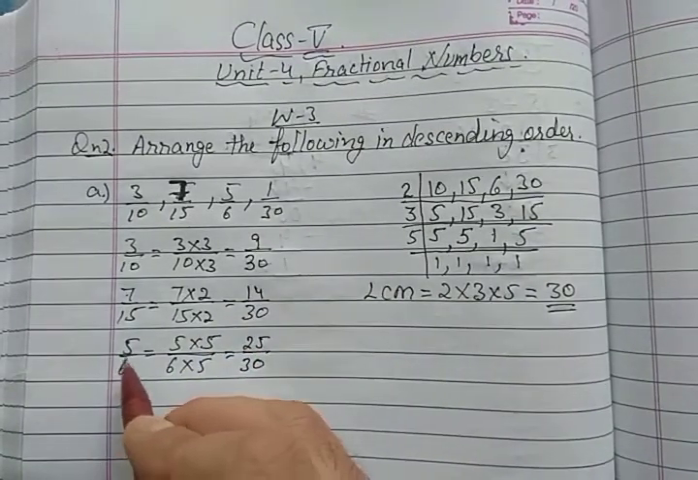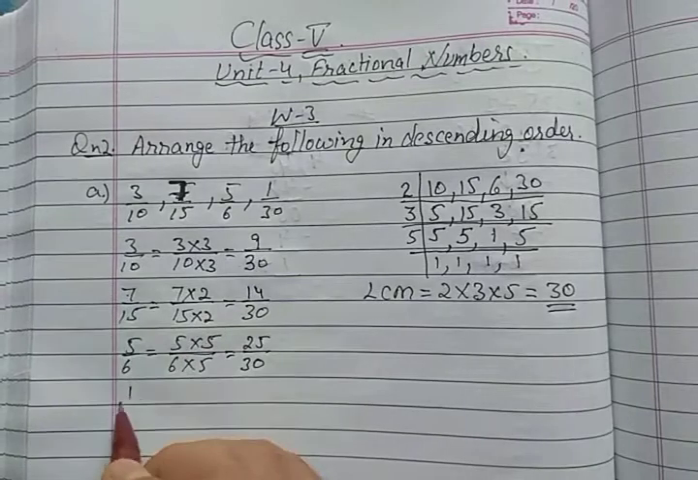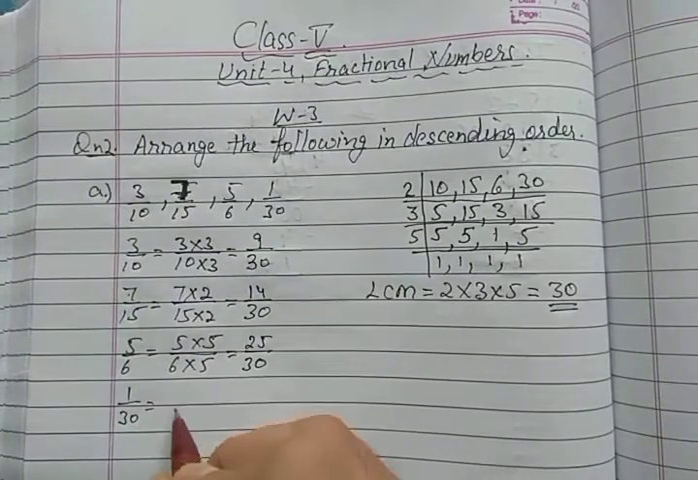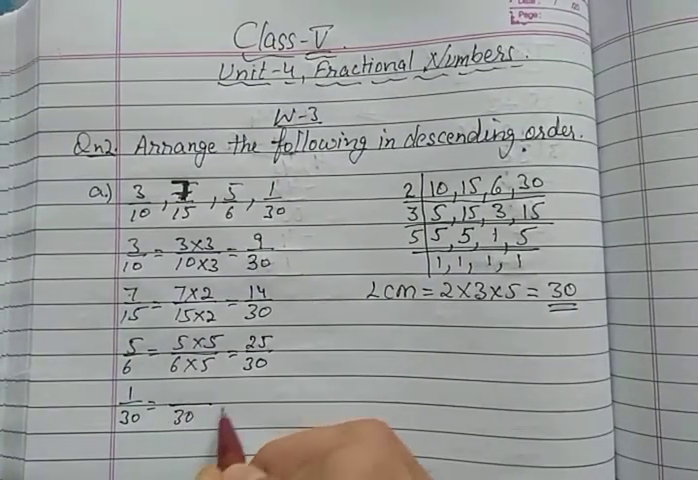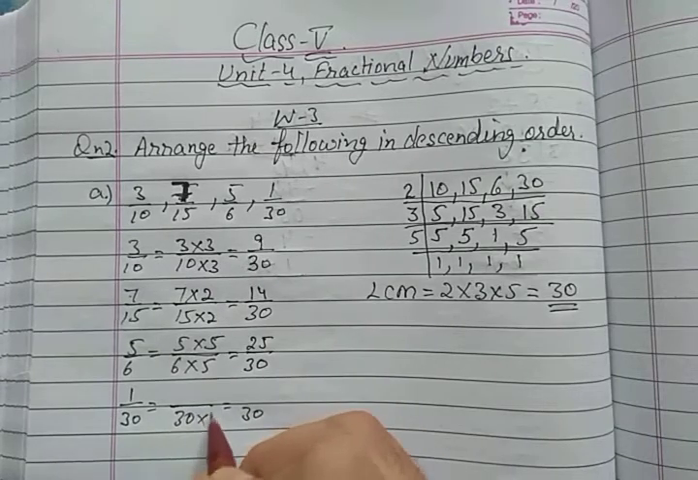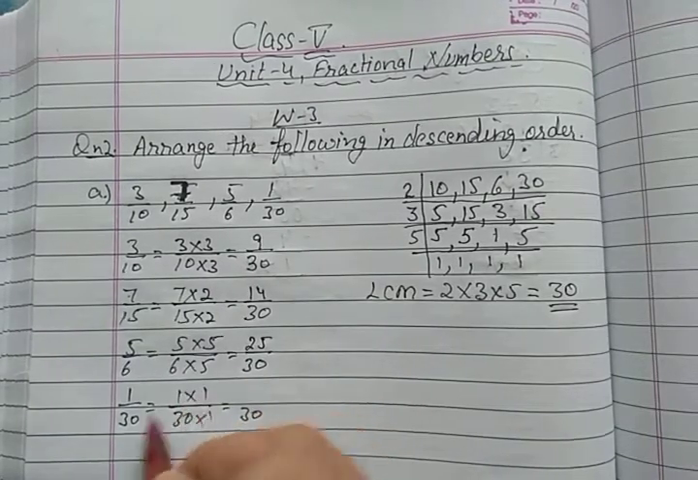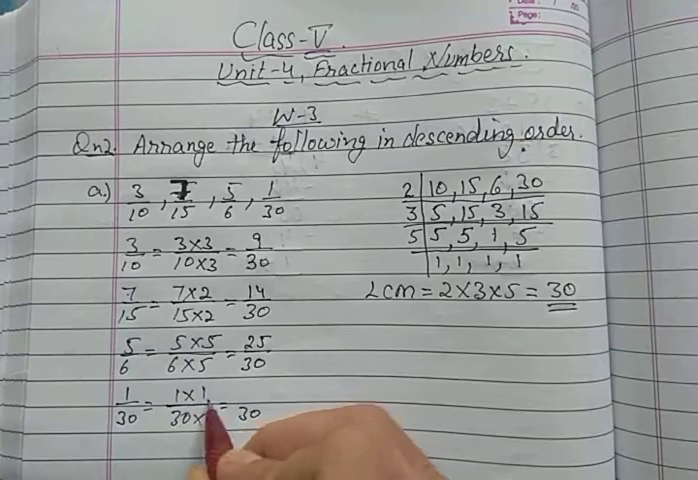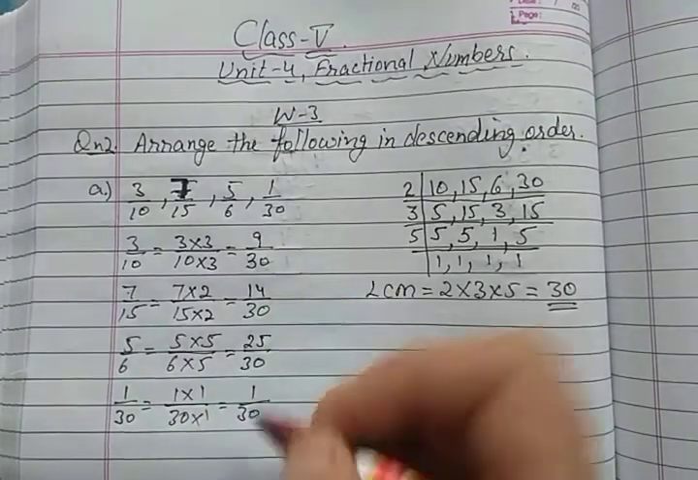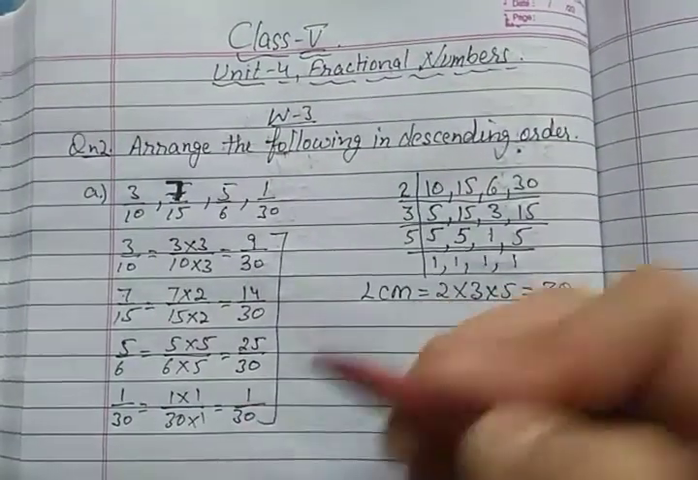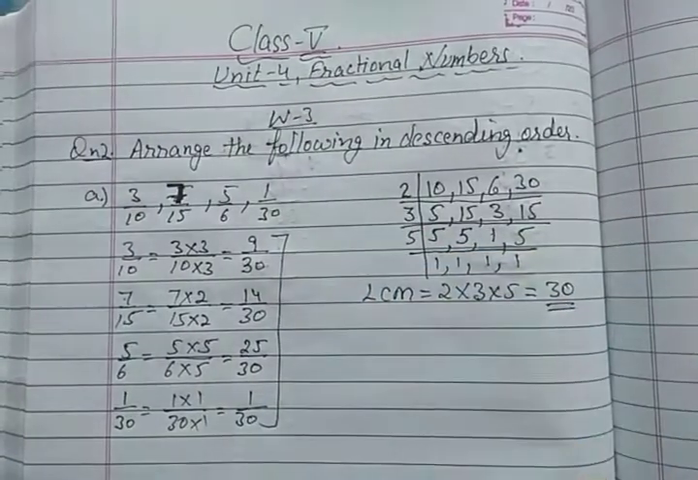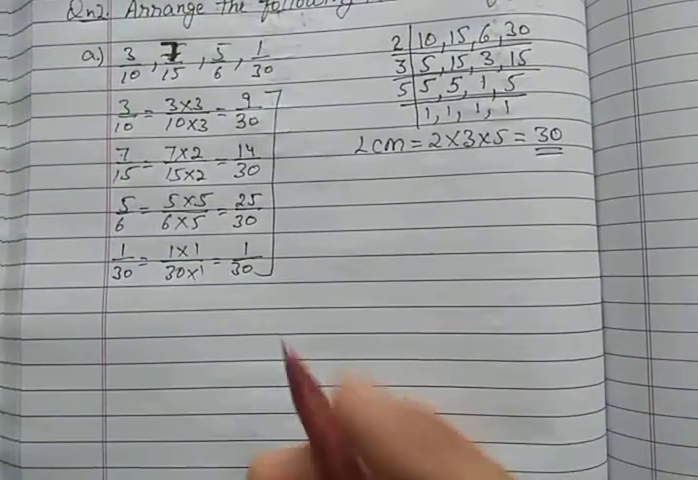And then the last one is 1 upon 30. So 30 का टेबल 30 तक you all know. 30 के टेबल में 30 आता है. 30 1s are 30. So we have to multiply the numerator also with the same number. So 1 1s are 1. Now all these fractions are like, so we can easily compare these fractions.